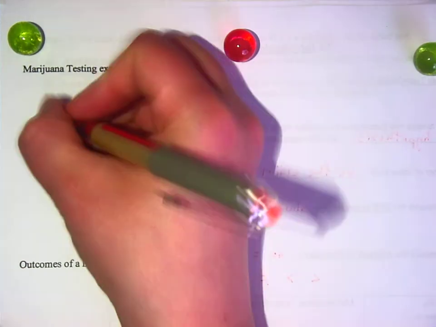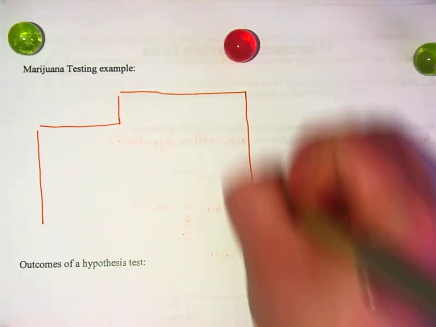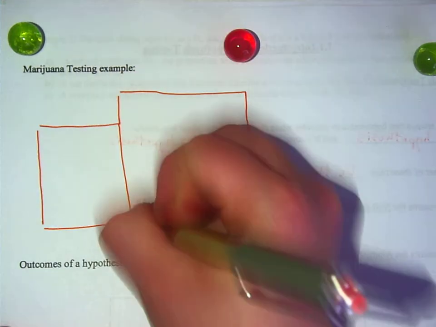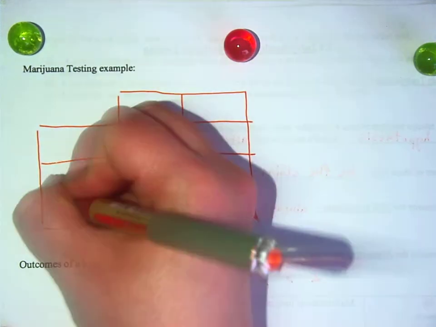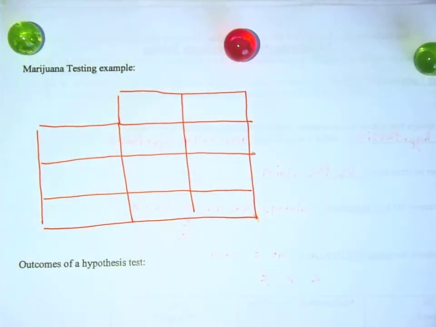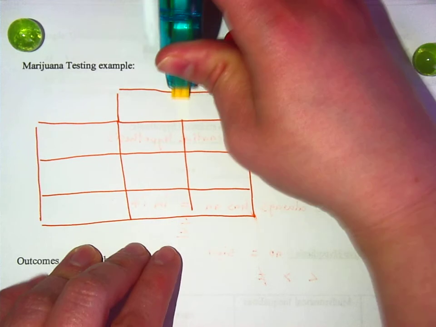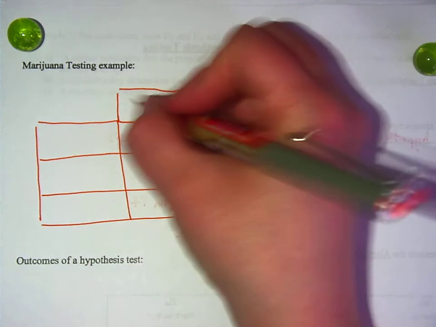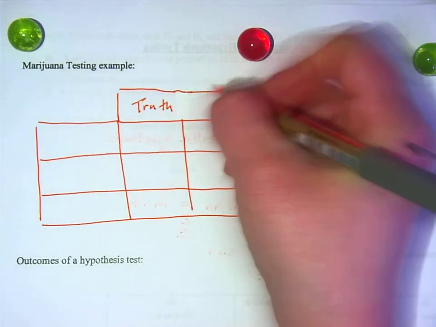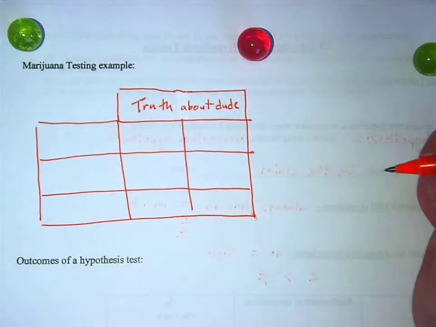So let's say, I'm gonna make a little chart here. Kind of wish I hadn't put that line in, so if you haven't done that yet, then good on you, just this part. But you can write over it if you did. All right, so let's suppose some dude is sent in for drug testing.